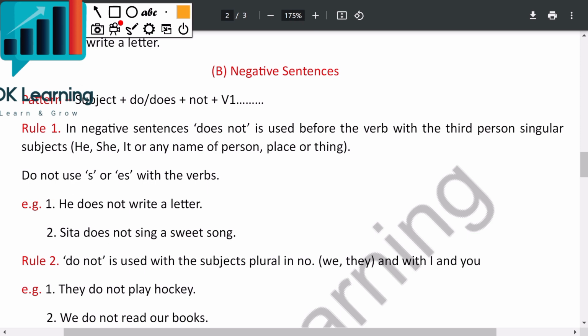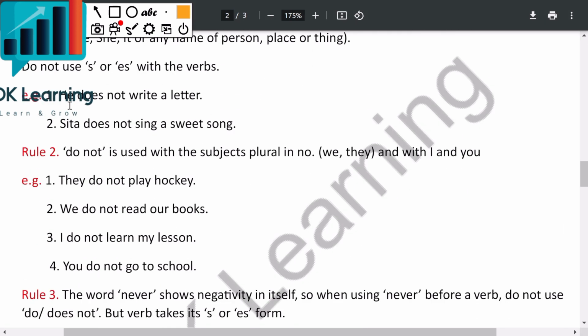Now the second rule. Do not is used with the subjects, plural in number, and I and you. With plural subjects and I and you, do not is used, again s or es is not added to the verb. Example, they do not play hockey, we do not read our books, I do not learn my lesson, you do not go to school.